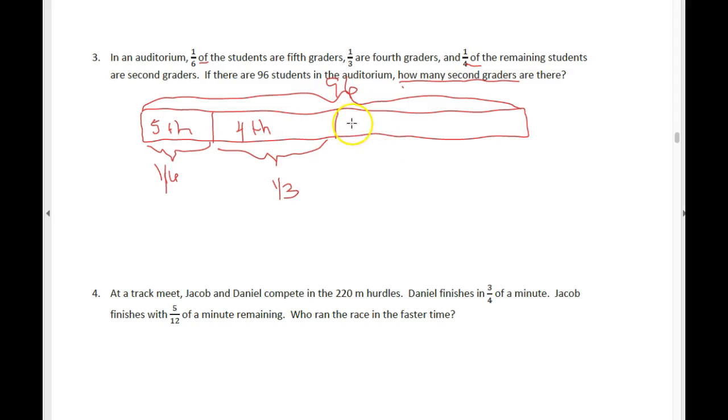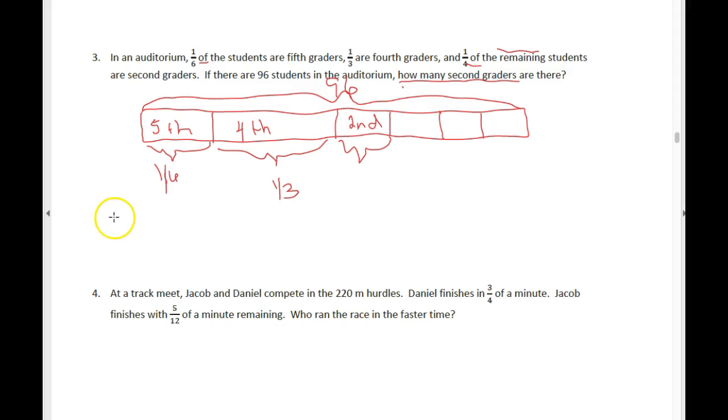And then you take a look over here, and this is what's left. This is the remaining students right here. Remaining. And it says we're breaking that into fourths. 1, 2, 3. 1/4 of them, 1/4 of this much happens to be the second graders. And so we can kind of think about this, and let's combine the fourth and the fifth and figure out how much of that is.